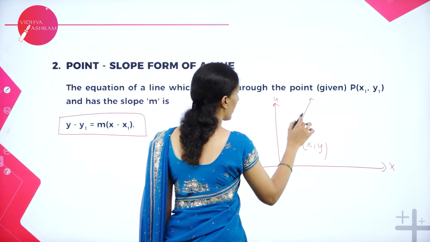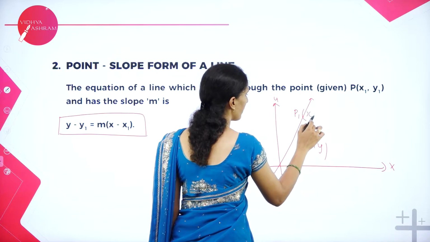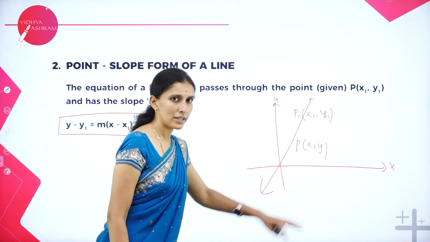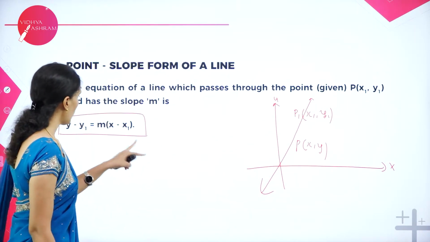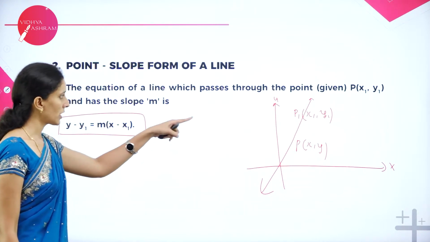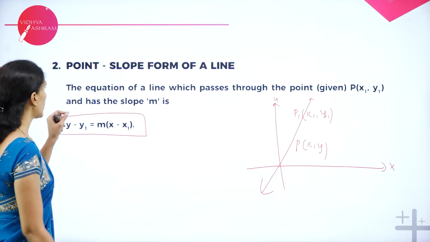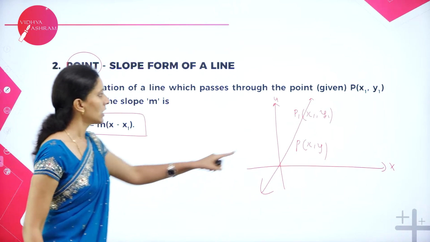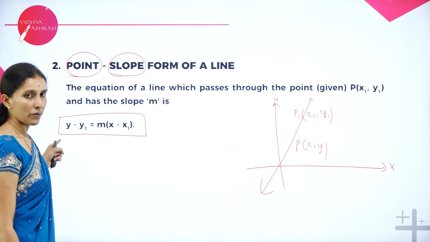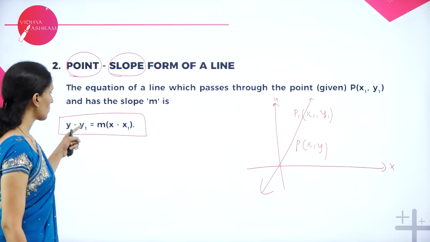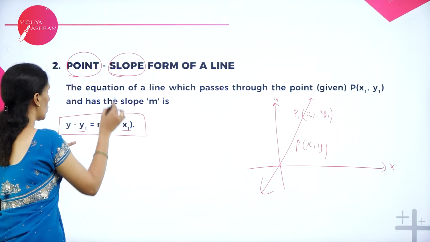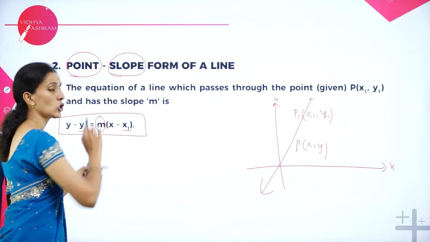We'll take one more point on the line. Let me take it as P1 whose coordinates are x1, y1. Then their slope is given by (y1 minus y) divided by (x1 minus x). So when you cross multiply, this will give the equation of a line which is passing through the given point. So here a point P is given whose slope is m. That's why the general equation is represented by y minus y1 is equal to m into (x minus x1), where x1, y1 are the coordinates of the point and m is the slope given.